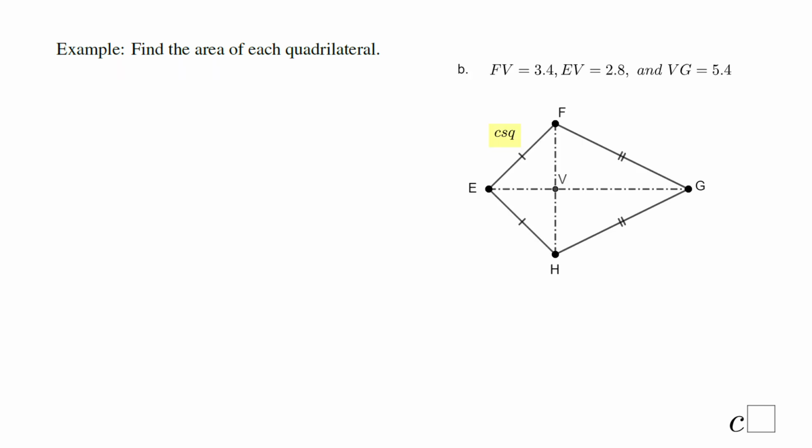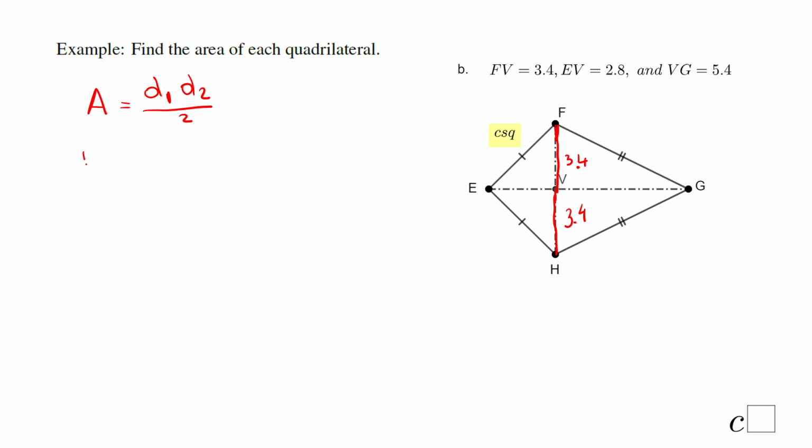Part B, very similar, the only difference is we have a kite. But again, the area of a kite is very similar. If you remember, we have the same formula. So the area will be multiply the diagonals and divide by 2. So let's take a look here. What do we have? We have FV, it's 3.4, which is this segment, right? This segment is going to be also 3.4.